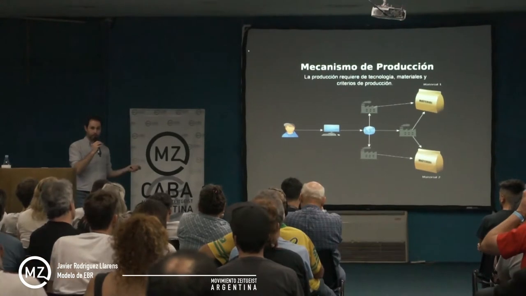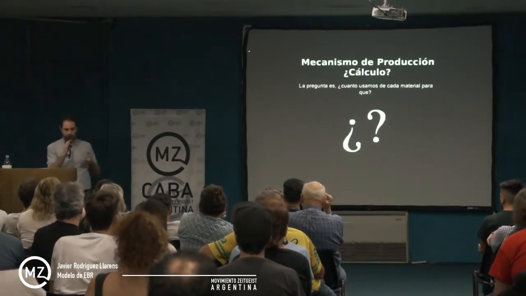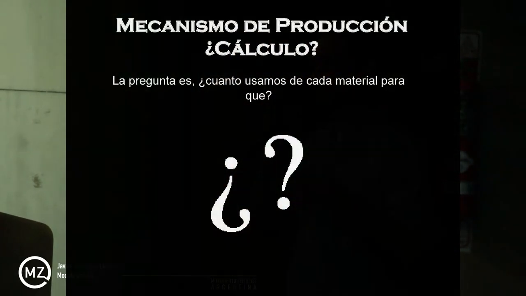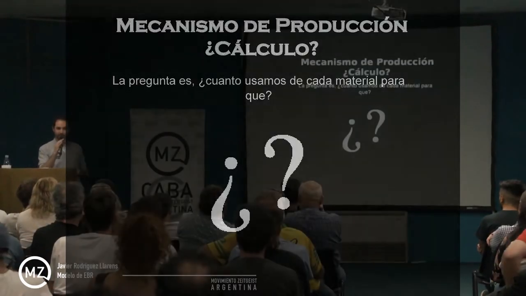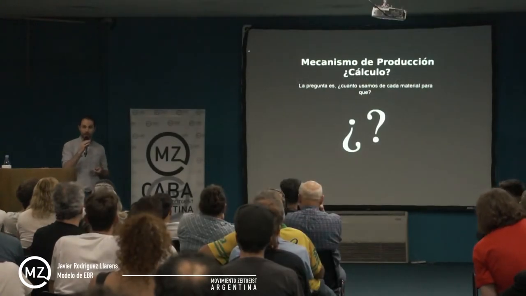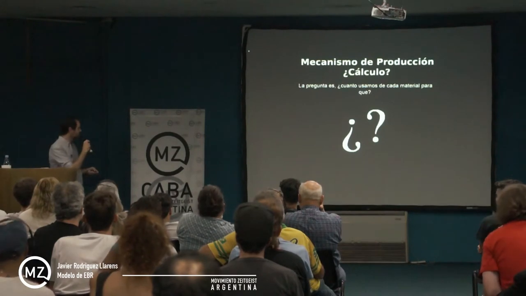So the production mechanism has to be able to produce that good. Now, we have a calculation problem. How much material do we need to produce that good? This is the old Hayek's problem. It is impossible to calculate all the variables in economics. So the only way of doing this is through the free exchange with the market-based system. So the calculation problem cannot be solved. So we use a calculation system.